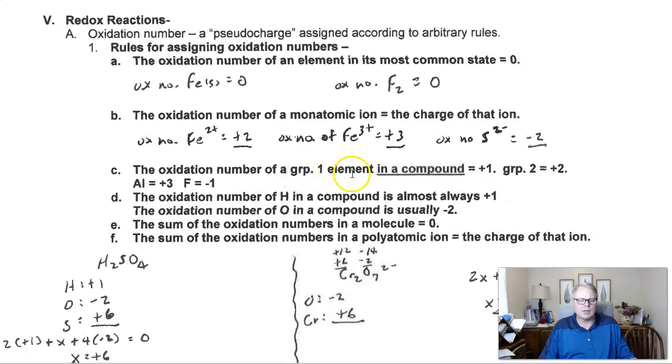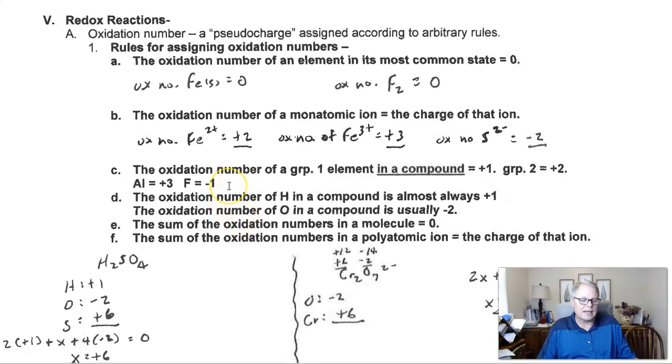Rule number 3. The oxidation number of a group 1 element in a compound is +1. Remember, group 1 elements form +1 ions. That's why it's +1. If it's just sodium metal, just a group 1 element by itself, then it's 0, because that's sodium in its most common state. But if it's Na+, or if it's in a compound, it's +1. A group 2 element in a compound is +2. Aluminum, +3. Fluorine, -1. Notice these are the same as the ions that they typically tend to form.